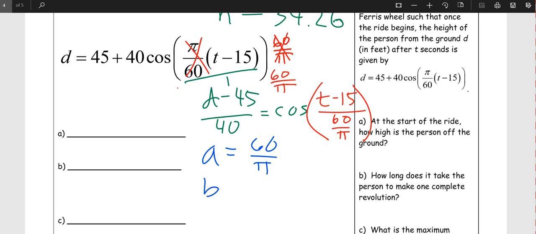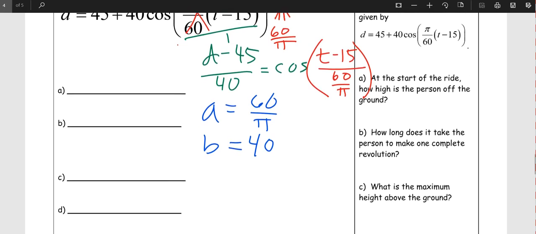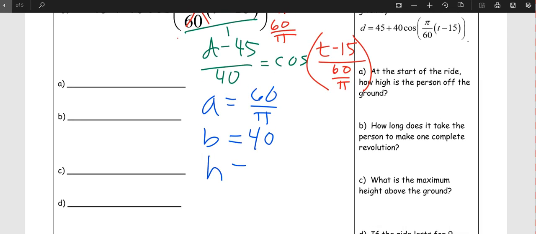How about B? Say it a little louder. 40? You are correct. The stretch on the vertical is 40. How about H? 15. See how we got A, B, H, and K?